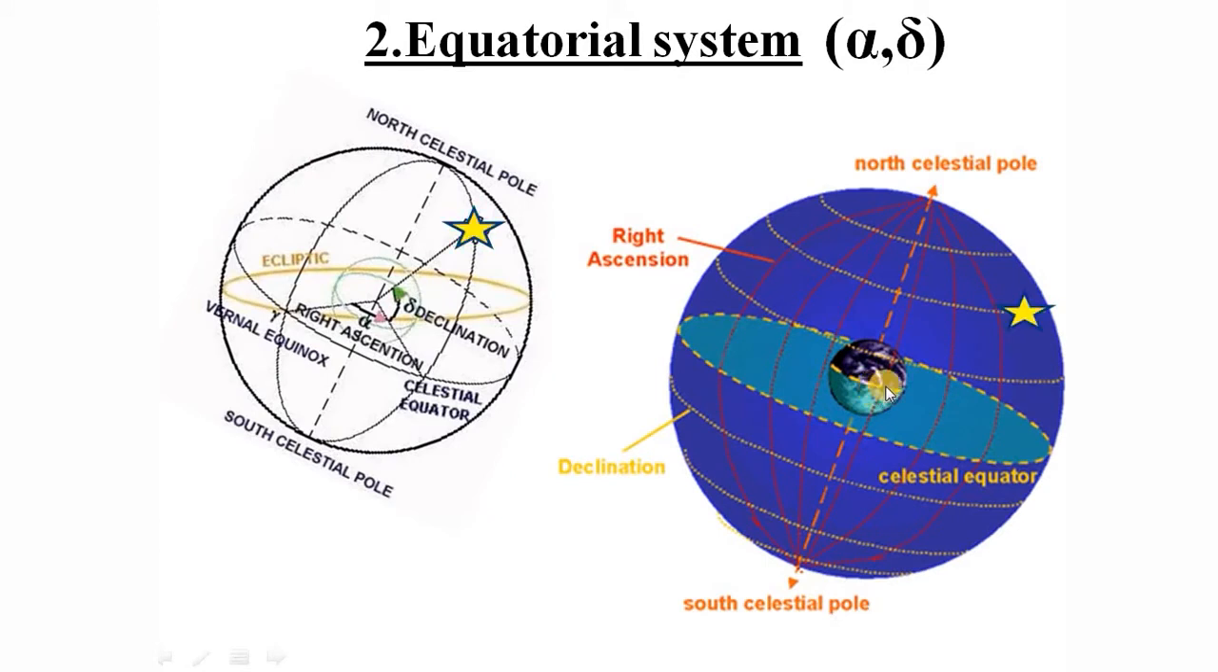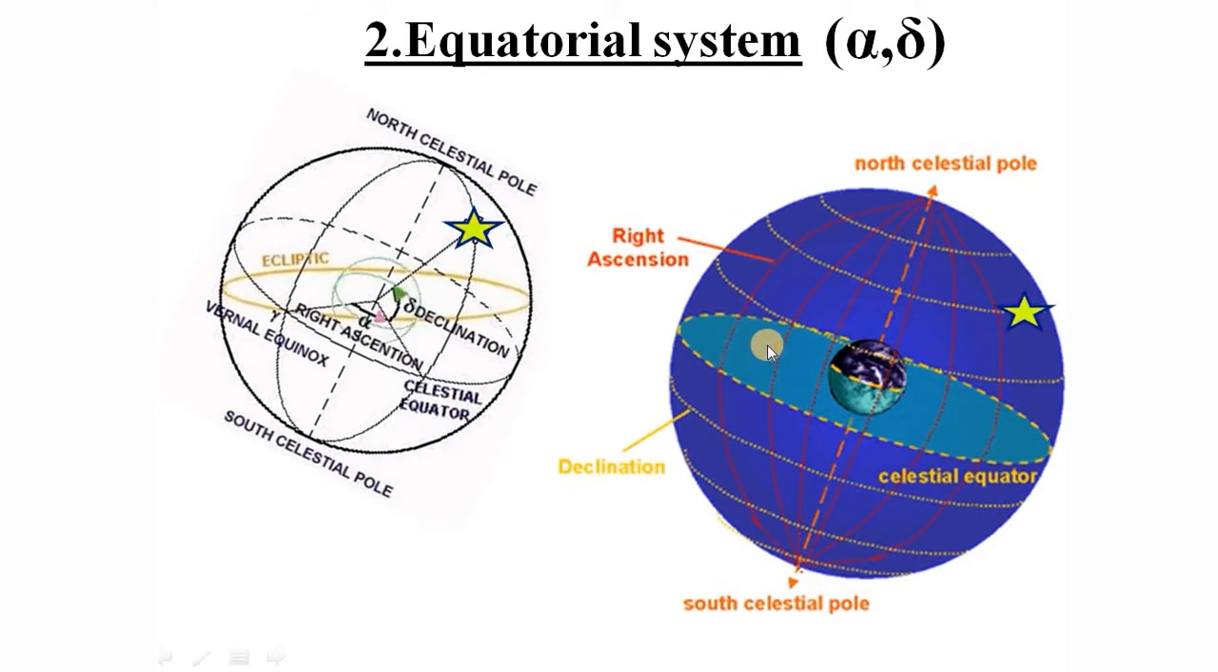If you imagine an extended surface parallel to the equator, this is the extended surface, the blue surface that you can see. This is the extended surface parallel to the equator. And in the figure you can see that this extended surface intersects with the celestial sphere. That intersecting plane gives you a circle. This circle is called the celestial equator, and this plane is the equatorial plane.